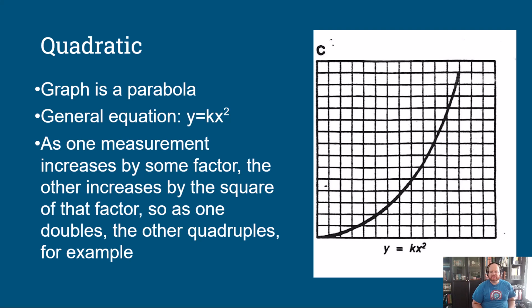Now, a quadratic relationship we'll also see quite often in physics. It gives you a parabola, where the general equation is y equals k times x squared. Again, k is some sort of constant. So if x is increasing by a factor of 2, because it's squared, 2 squared is 4, so y is going to increase 4 times as much.